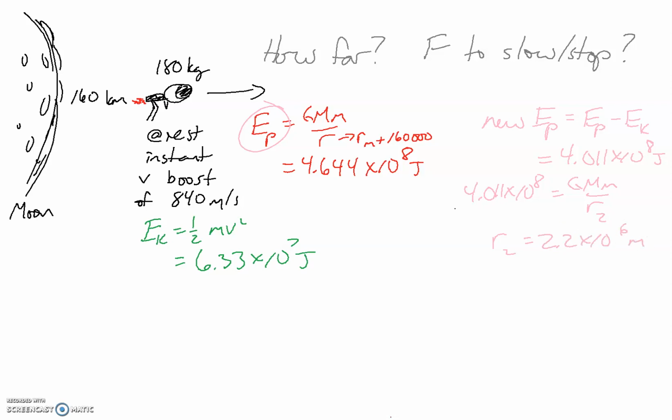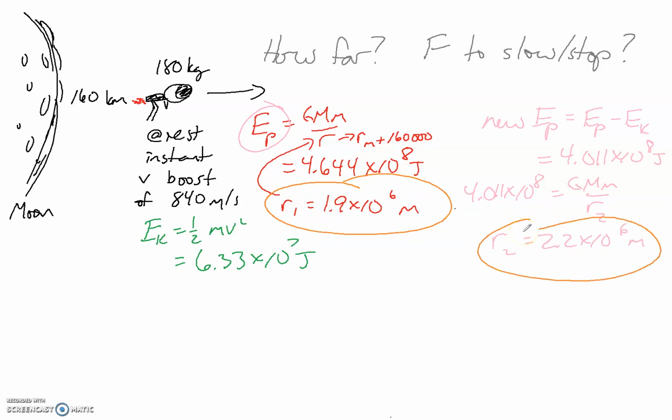Well, if I go back to the very beginning, the first radius we used was the radius of the moon plus the 160,000. That first radius we actually used over here was about 1.9 times 10 to the 6. That's the value that you should have used in there. Well, the first radius was 1.9 to the 6, my new radius is 2.2 to the 6. All I have to do is subtract them, and I will know how far he went. So 2.2 take away 1.9, we're looking at 0.3 times 10 to the 6 meters, and that would be the distance that he traveled, or 300,000 meters.